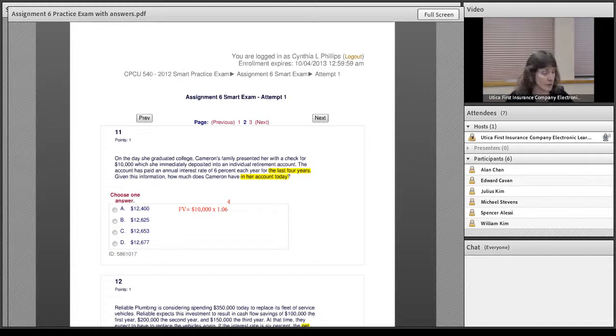1.06 to the fourth power. That gives you 12,625, which is B, the answer. And we talked about that on slide 6.